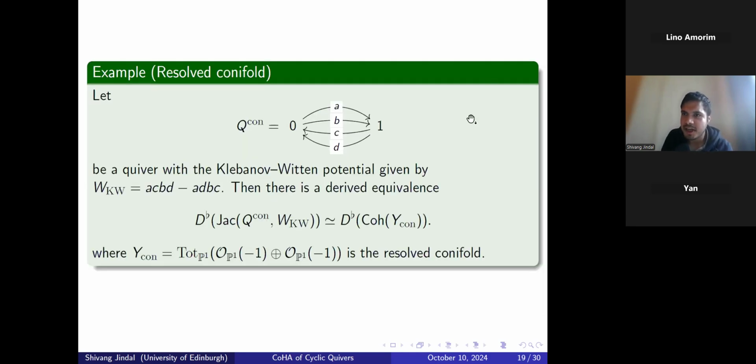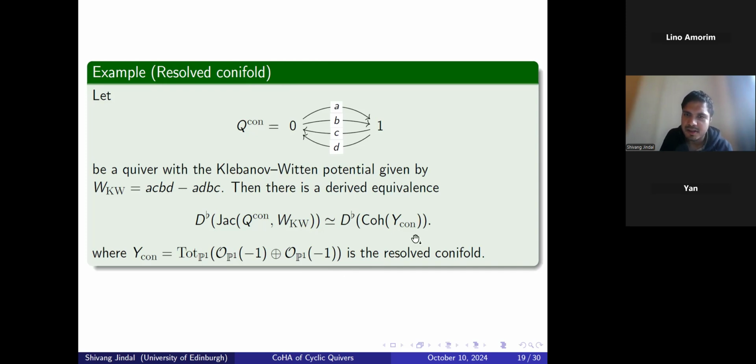My favorite example of this is the conifold. You start with a quiver with 2 vertices and 2 arrows in one direction, 2 arrows in the opposite direction. The potential is given by going this way, coming back by C, then going back by B, then going by D. Or you come back by D, then you come by C. Again, this potential is ACBD minus ADBC.